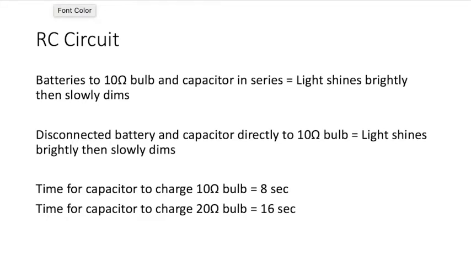This process was repeated but using the 20 ohm bulb instead. The results were identical, with a brightly shining bulb slowly dimming with time. The 20 ohm bulb took about 16 seconds to discharge, which would make sense because it is double the ohms.